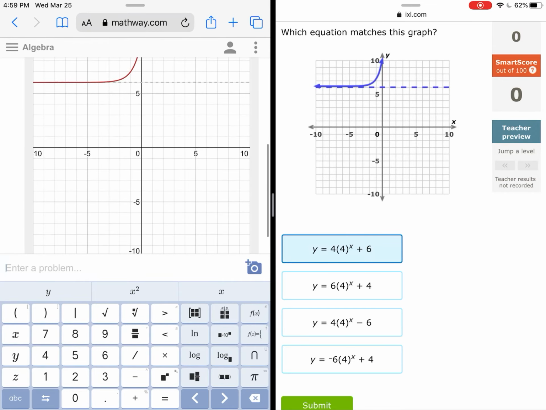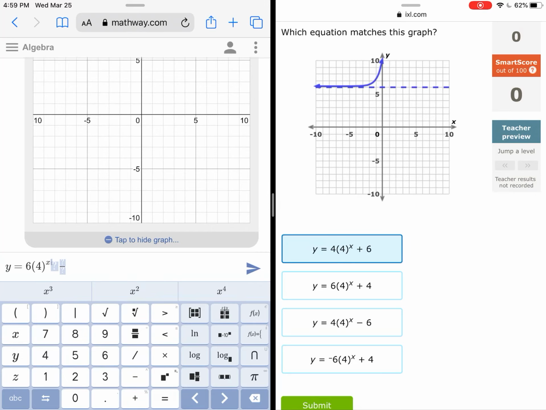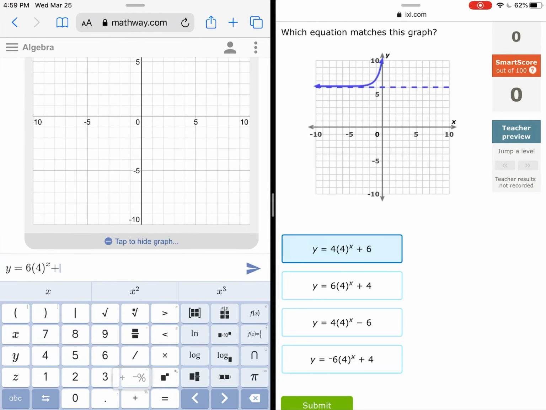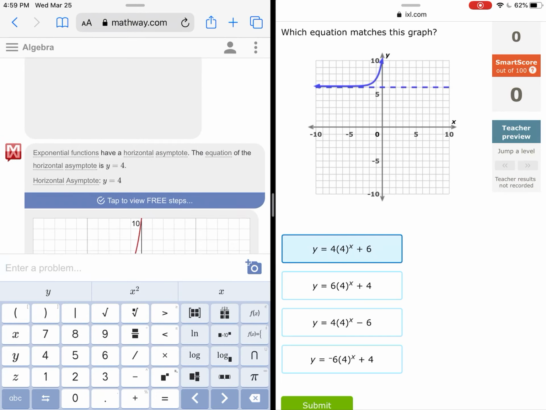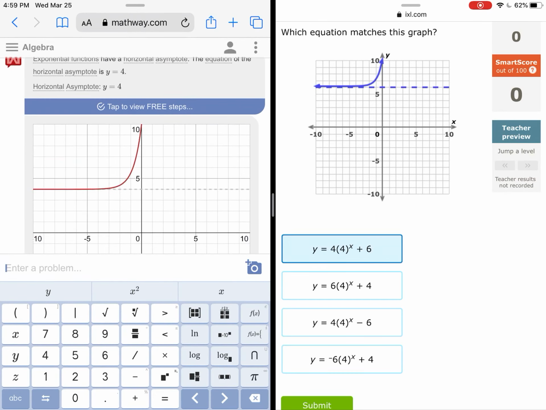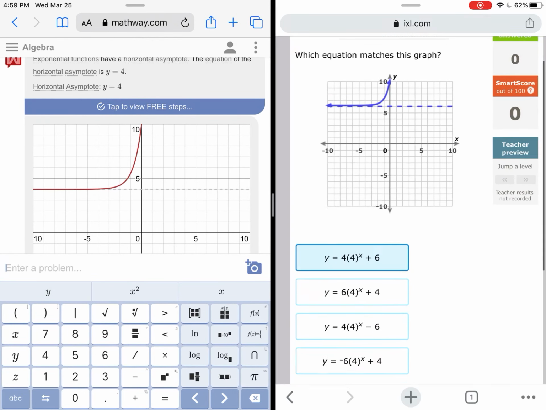So then, I have that graph there. I can just type in my next one. So y equals 6 parentheses 4 exponent x, click on the side to move it down, plus, I clicked on the wrong thing, plus 4. Make sure that's typed in correctly, send it. It gives you the graphs. If you notice, this one has that dashed dotted line underneath the 5, which is not the same as what we have on our iExcel. So that one will not be the answer.